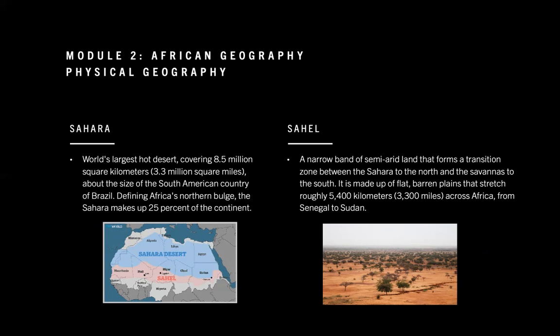So again, back to Sahara. It's the world's largest hot desert, covering 8.5 million square kilometers, 3.3 million square miles, about the size of the South American country of Brazil. So imagine how big it is. Defining Africa's northern bulge, the Sahara makes up 25% of the continent. And despite that, there are a lot of countries situated in the Saharan desert. But as you can see, the more that you get to the center of the desert, the lesser people you should expect. So again, the conditions are not very conducive for settlements. Now, it is believed that Sahara used to be a seabed.